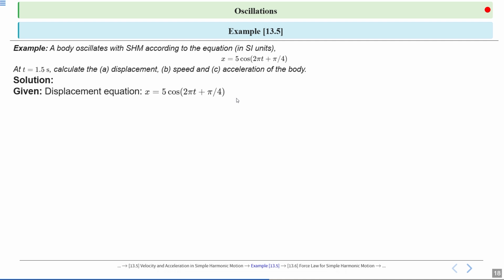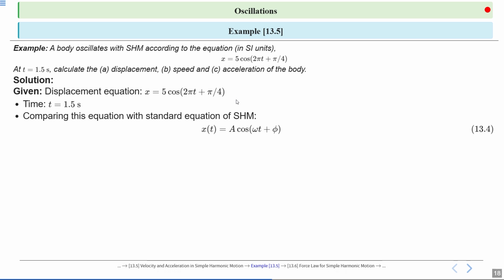So first let's identify what's given. The displacement equation is x is equal to 5 cos of 2 pi t plus pi by 4. Here x is the position of the body at time t measured in meters. This equation tells us how the position changes over time as the body oscillates. Time t equal to 1.5 second.